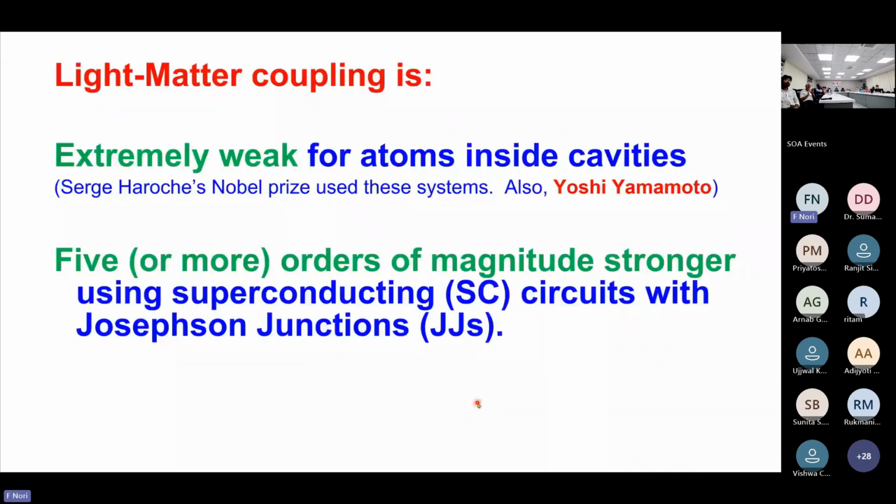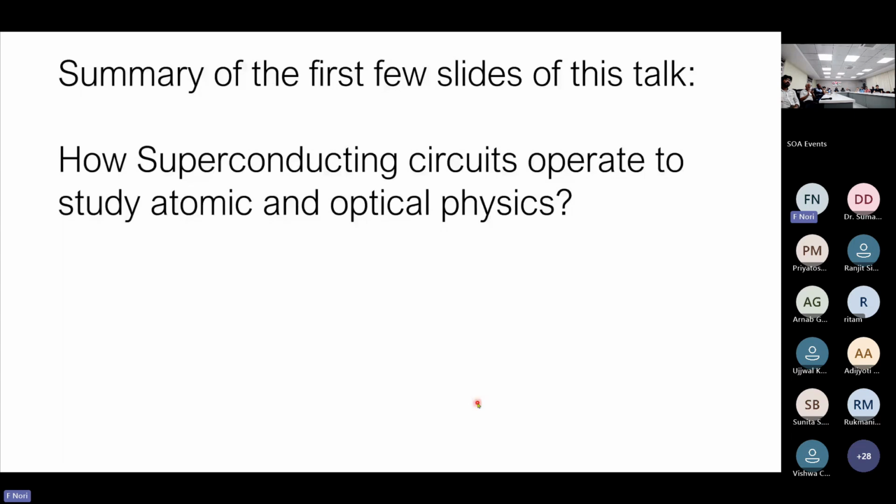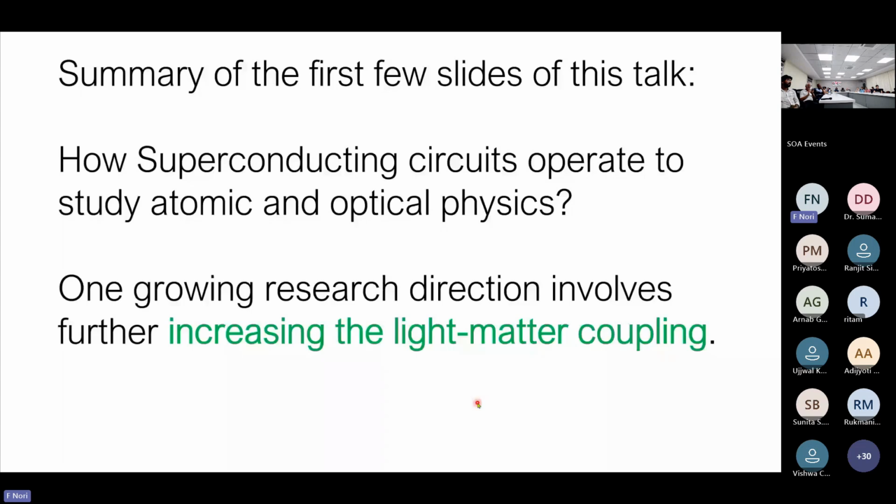Okay, so now we go into this. The first few slides of this talk will be how superconducting circuits operate to study atomic and optical physics, so more the basics. And then at the end, one growing research direction involving further increasing the light-matter coupling. So therefore it's pushing this direction even further.